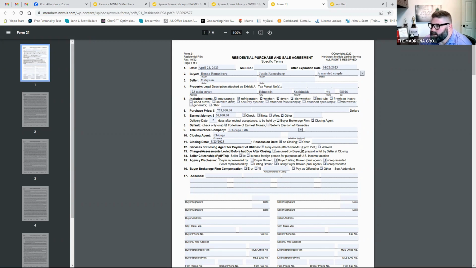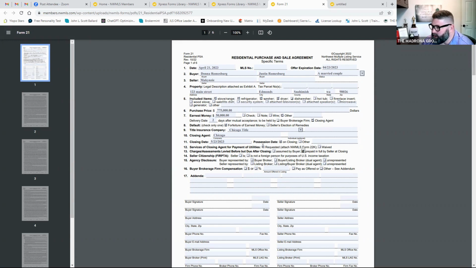All right. Seller citizenship of FIRPTA. Again, this is one of those that is kind of ambiguous. We have to fill this out, but we really don't know the status of somebody. Basically, this is to make sure that taxes are paid appropriately if the seller's not a U.S. citizen. And why it's important is we can be liable as agents if we don't spell it out.